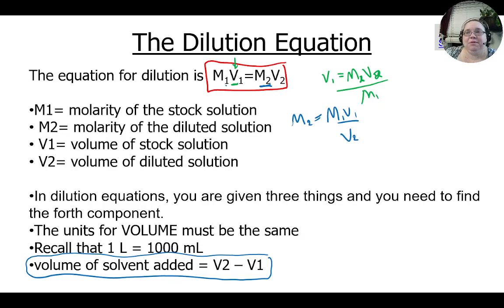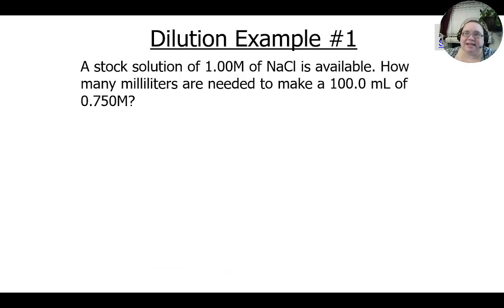So let's look at a couple example problems. How do we use this equation? First example, I've got a stock solution that is 1 molar sodium chloride. How many milliliters are needed to make 100 milliliters of a 0.75 molar solution?